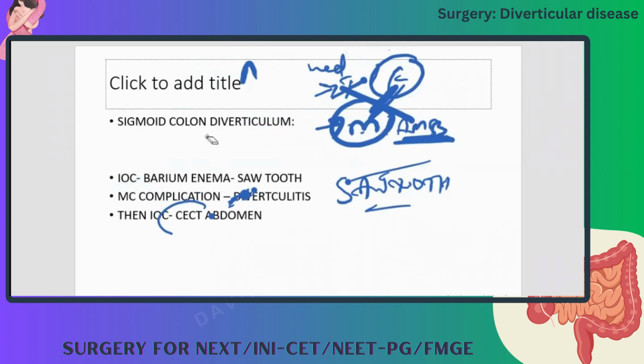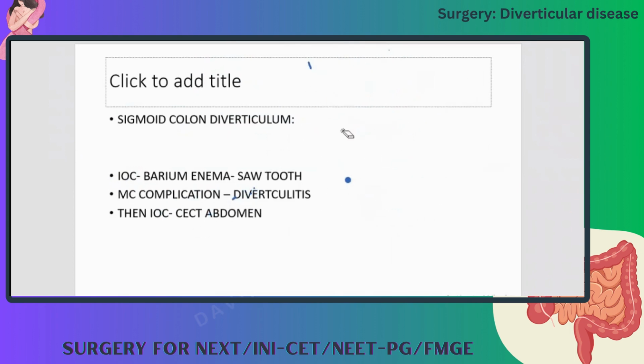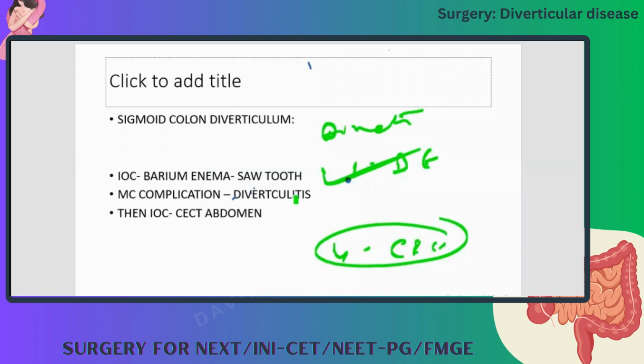Personally, I can't forget this question because when I was writing my PG entrance, this question was asked and I marked it wrong. On diverticulitis, the investigation of choice, the first option was barium enema. The last option was CECT. I mistakenly wrote barium enema. But the answer is CECT. For diverticulum, it is barium enema. For diverticulitis, it is CT. So don't make that mistake. Got it?